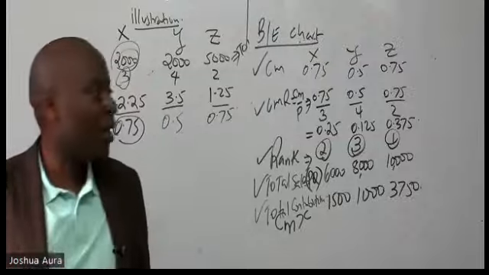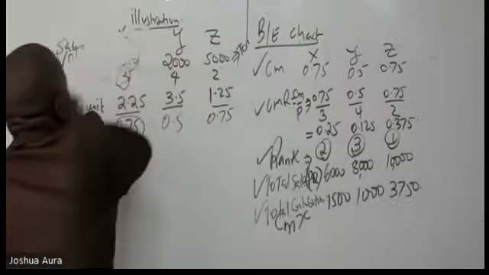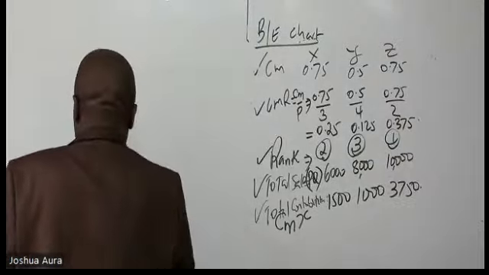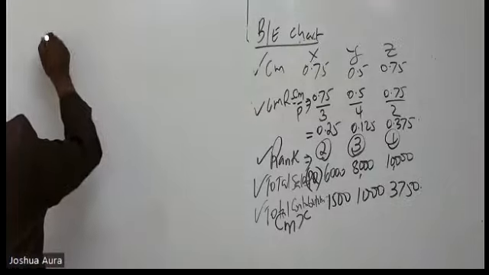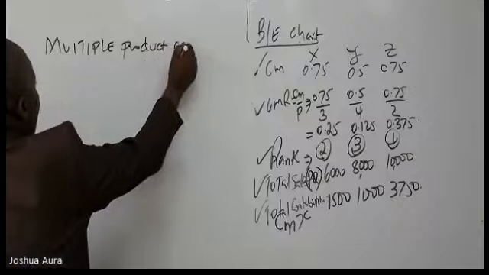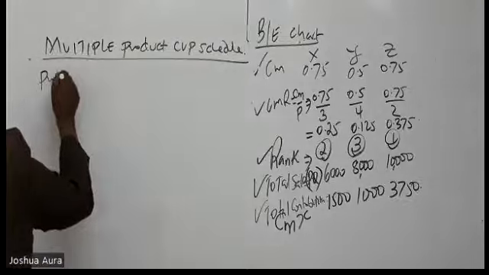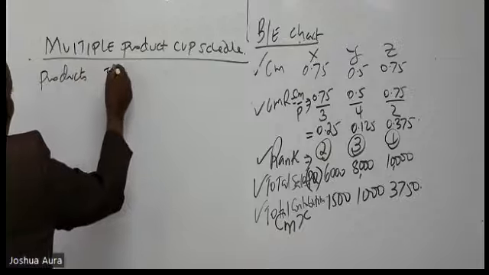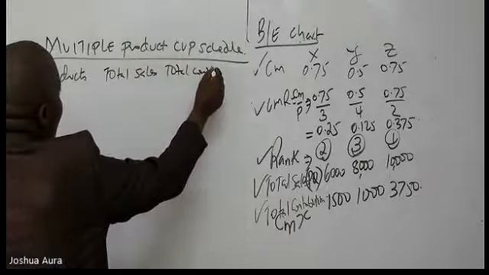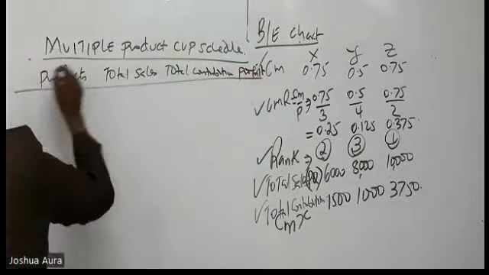So then from there, we shall come and give our examiner the multiple product CVP schedule. So we start with the products here. Then we have the total sales. Then we have the total contribution. And then the last one is the profit. Please draw something like this.